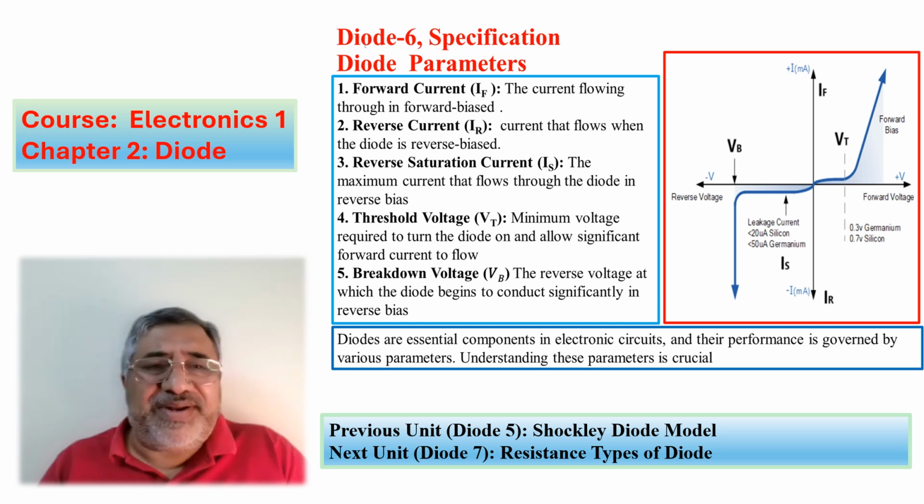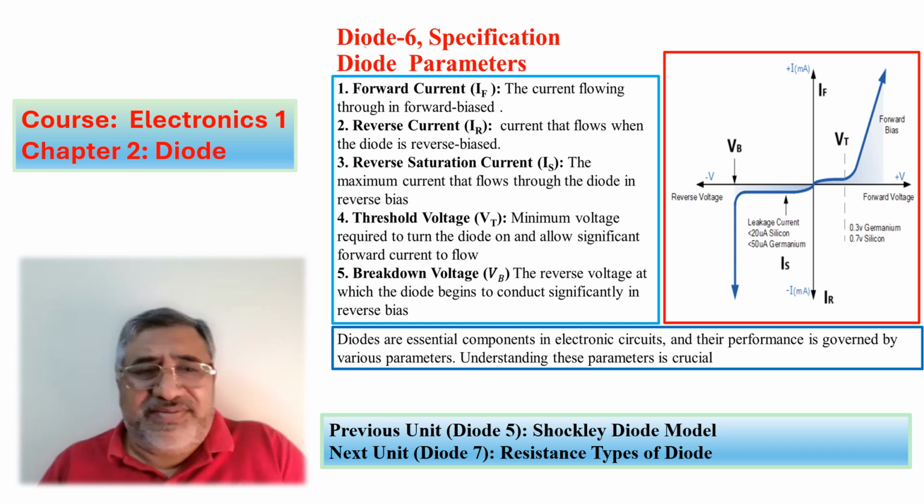The most important parameter is forward current, the current flowing through the diode when it is in the forward bias region. Similarly, the reverse current is a very small amount of current that flows through the diode when the diode is in reverse bias. Now the third important parameter is reverse saturation current. This current flows when the diode is in reverse bias at very small voltage, and it is constant for a given voltage and is temperature dependent.